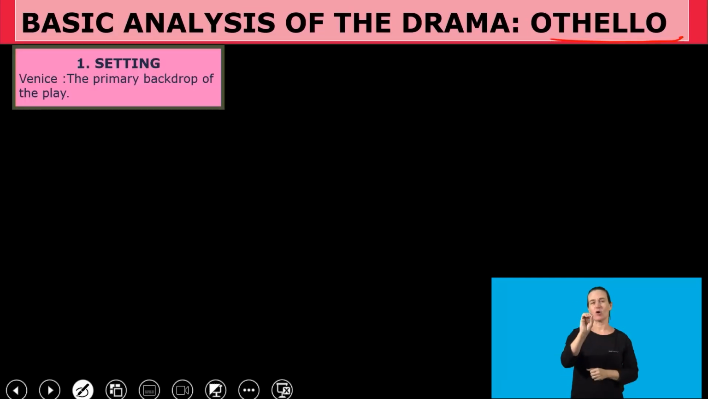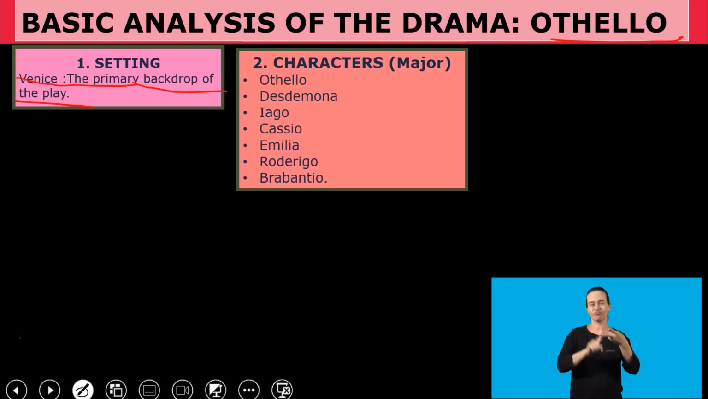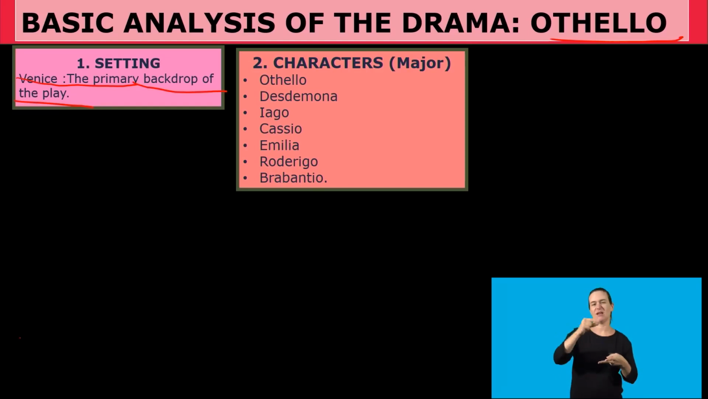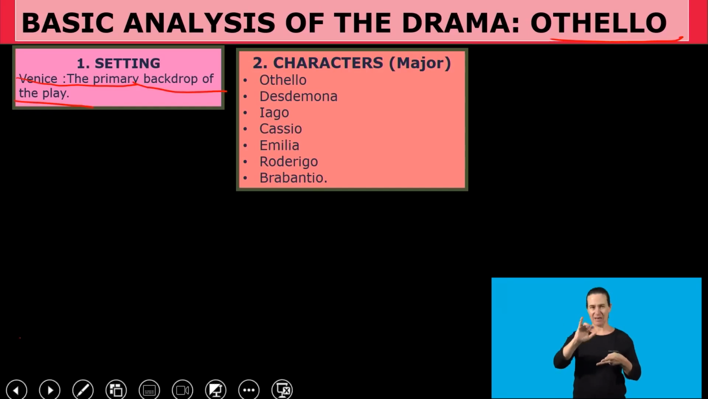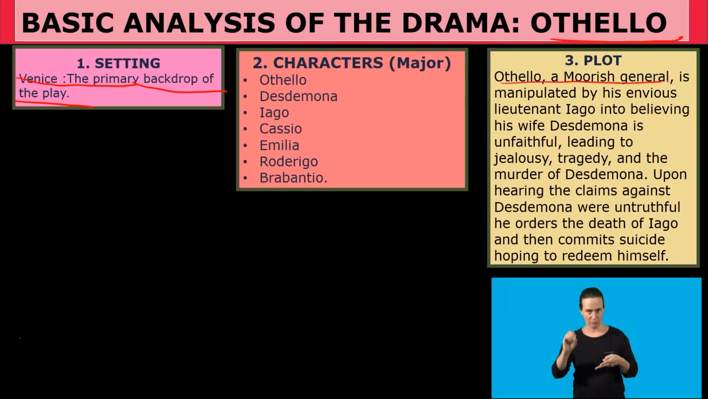The setting of Othello, as just mentioned, is Venice, which is the primary backdrop of the play. The characters. The major characters are Othello, Desdemona, Iago, Cassio, Emilia, Roderigo, and Brabantio. The plot. Othello is a Moorish general, which means he is of African descent.